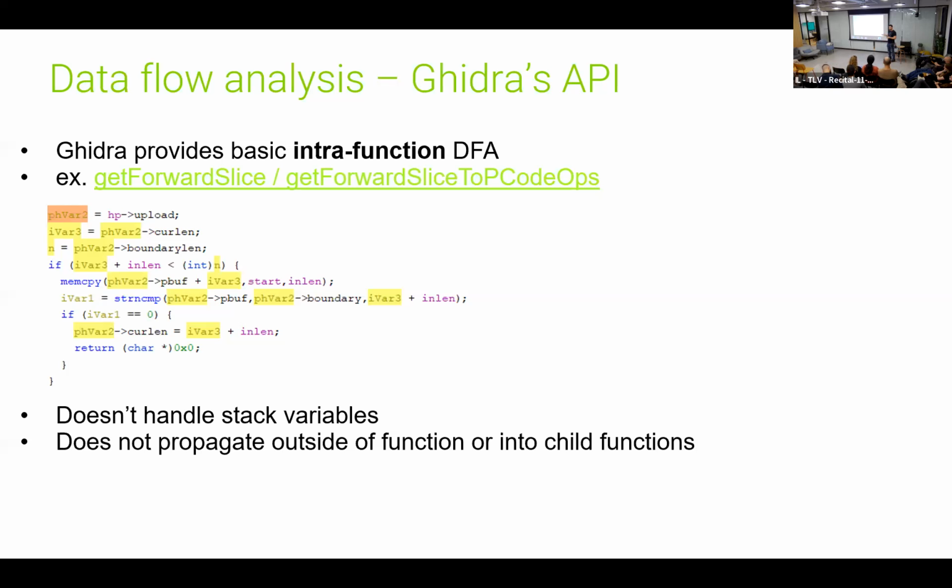There are two catches. So this API you get for free, but there are two catches. First, it doesn't handle stack variables that well. So you need to take that into consideration. And second, this is an intra-function API. So it will work inside the function, but it won't show you anything that's outside the function, which is, of course, very problematic because then it really limits the kind of vulnerabilities you can find.